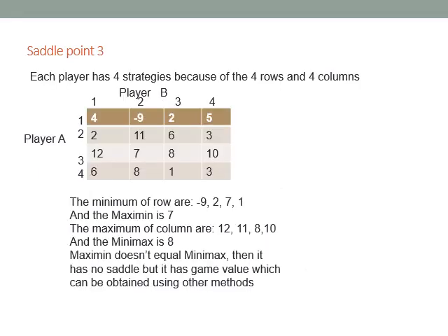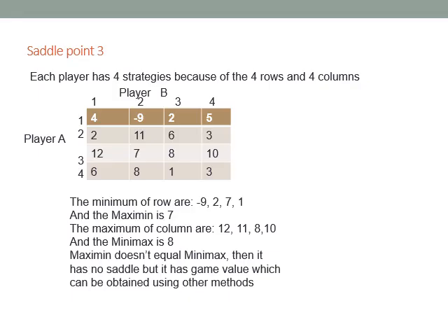Saddle point 3. Each player has 4 strategies because of the 4 rows and 4 columns. Now let's check the minimum of row.